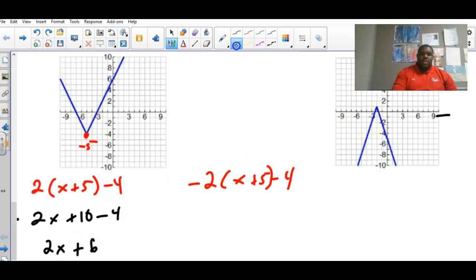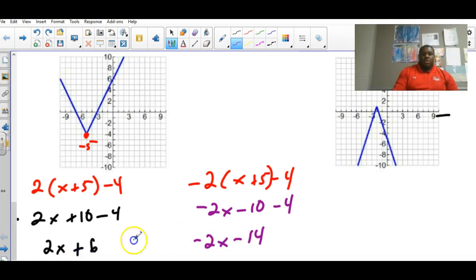Over here, we evaluate this side. Negative 2 times x is negative 2x. And negative 2 times 5 is negative 10. Bring down the minus 4. And then simplify like terms. You have negative 2x minus 10 minus 4, which gives you negative 14, okay? So now, here are our two equations.